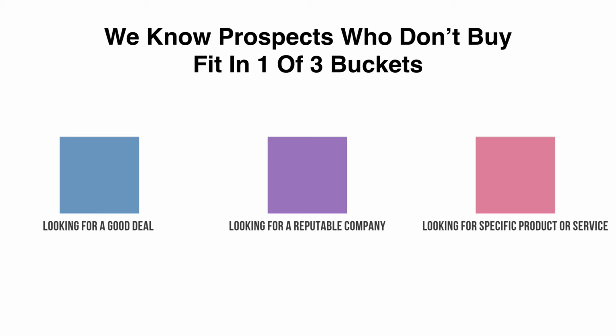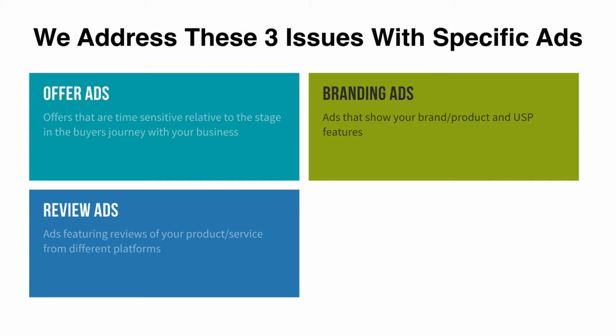So we address these three issues with specific ads. This also helps us create a lot of different types of ads so that we can control frequency, like we were just talking about. First and foremost are offer ads, and offer ads are just time sensitive and relative to the stage of the buyer's journey that your prospect is going through.